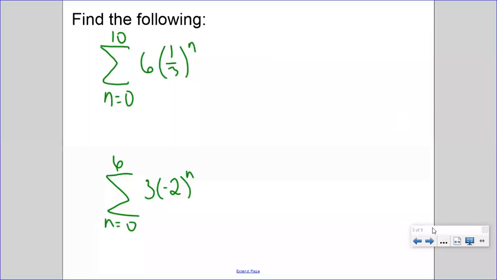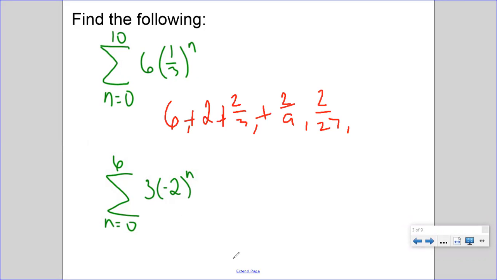So in the first one, we realize our first term is 6. If we wanted to list this out, we could go like, all right, 6, then we'd get 2, then 2/3, then 2/9, then 2/27, and then something. We could keep doing that, right? But again, this would be the sequence. If we want the series, we would just add these in between.